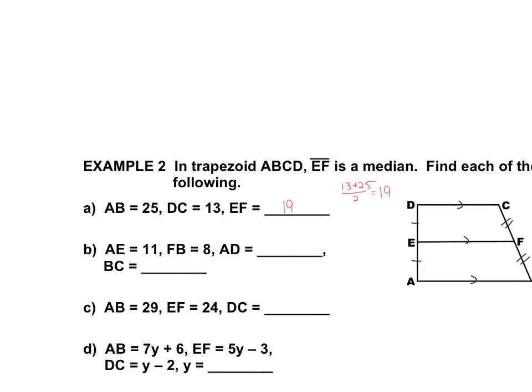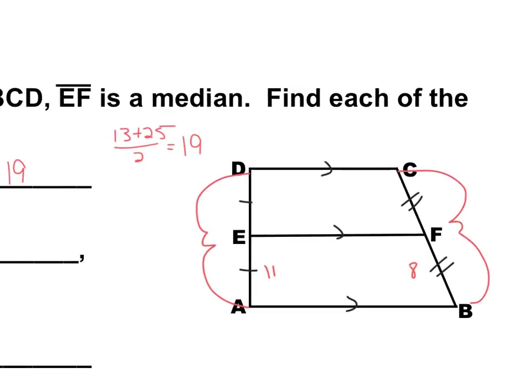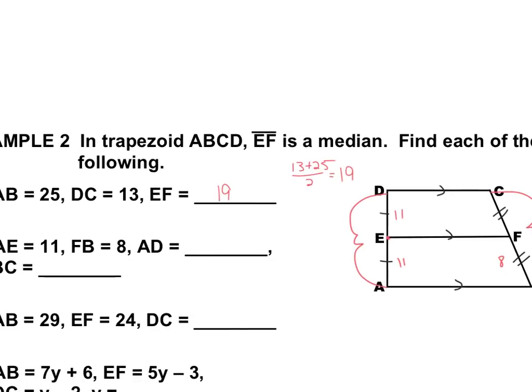This one says that AE is 11 and FB is 8. And it wants me to find AD, this whole side, and CB, this whole side. Well, that one's pretty easy. I know DE is also 11 because of that midpoint that starts the median. So if I add those two together, I get AD to be 22.